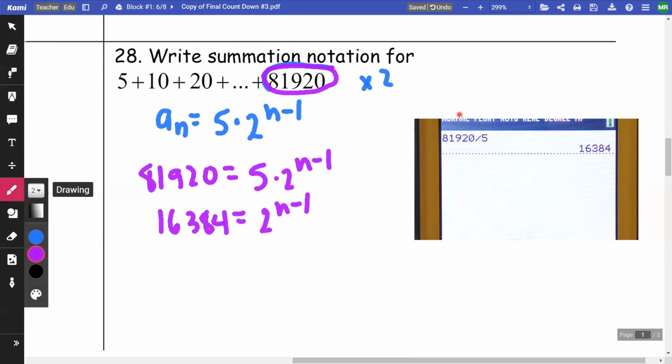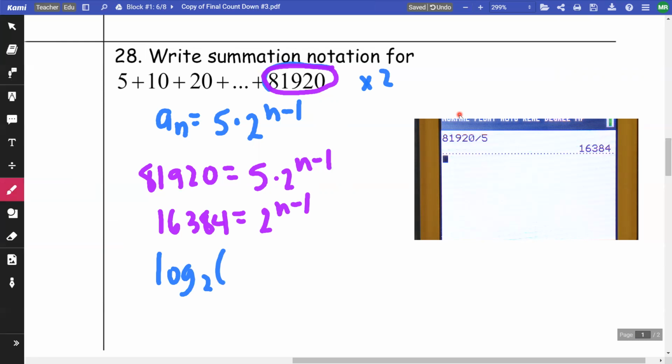You can log both sides, but I'm going to rewrite this in logarithmic form. So it's going to be log base 2, because the base is the base in your exponential form and in your log form, they're the same, of 16384 is equal to your exponent. Your exponent's what a log equals. So the n minus 1, which is my exponent, is equal to my log.